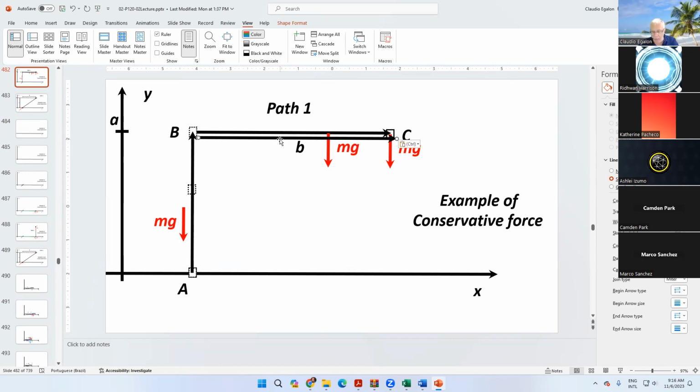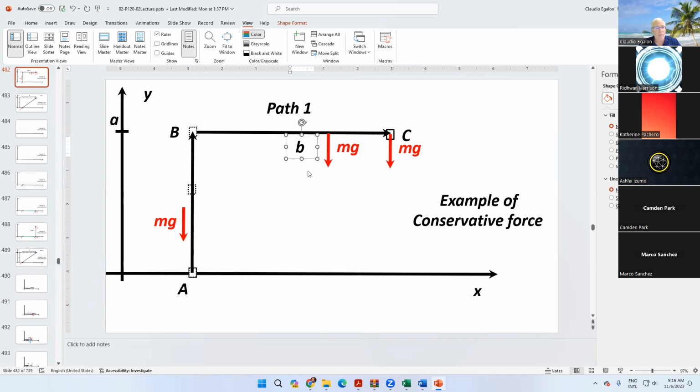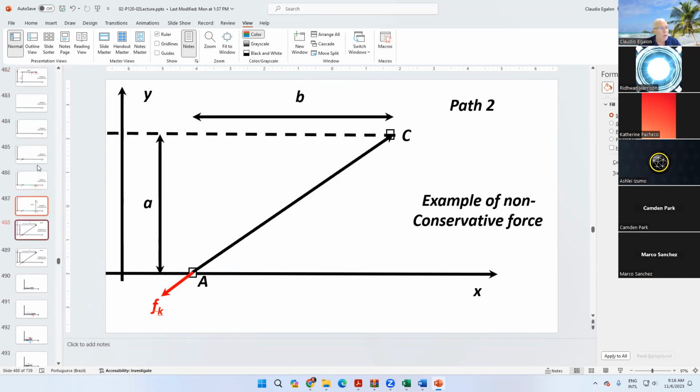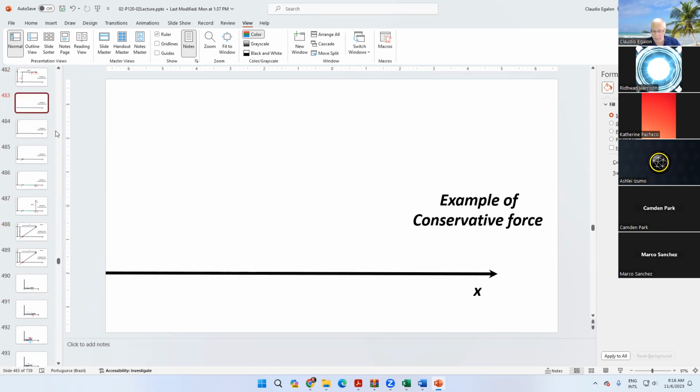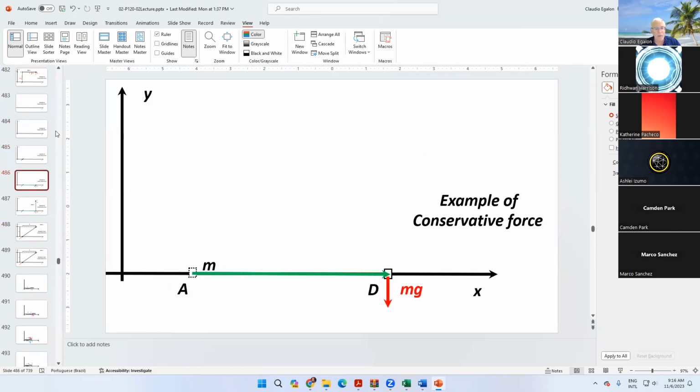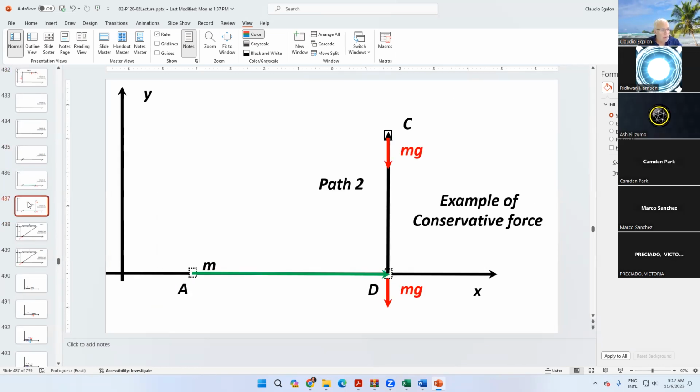I already have B there. Here you go, B right in here. I'll take this one down here. And then we have this other path, just repeating what I did, from A through D, and from D to C. Same distances.